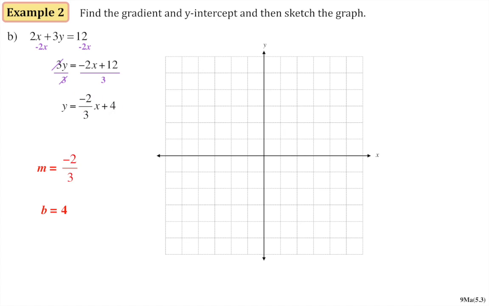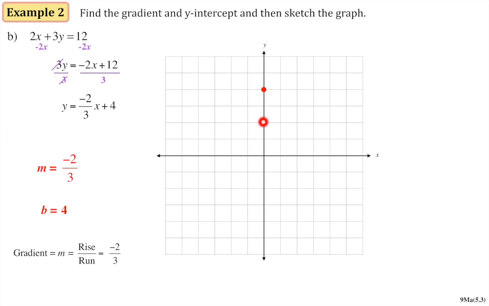Well, it does say I have to sketch the graph, so you go to the y-axis at 4 and you put a dot. Let's do that. There's my dot. Now let's focus on the gradient. Now the gradient is rise over run, but we're told it's minus 2 over 3. So the rise is minus 2. So from this dot, I rise minus 2. Now minus means the downward direction. So I drop 2. And then I have to run 3.